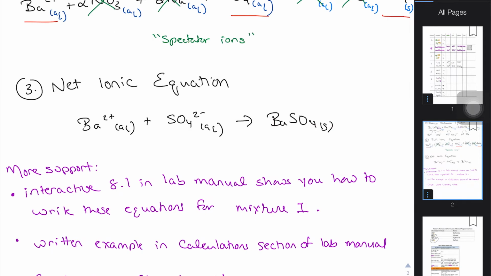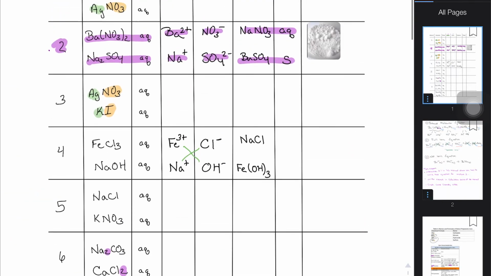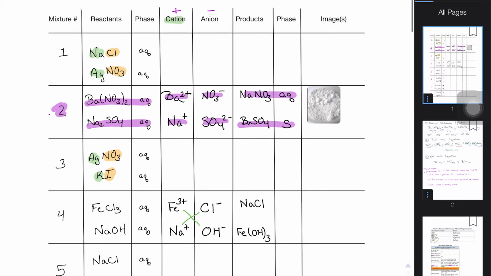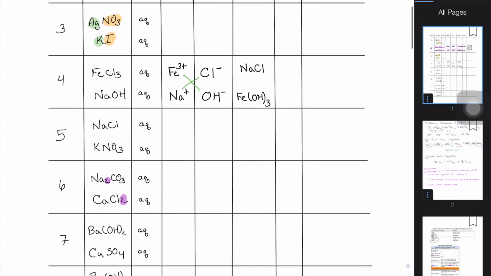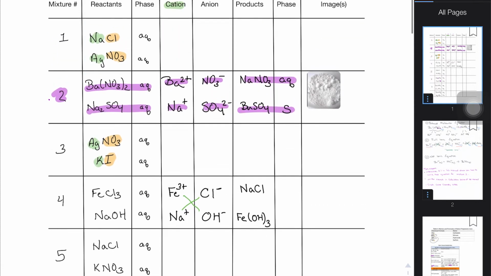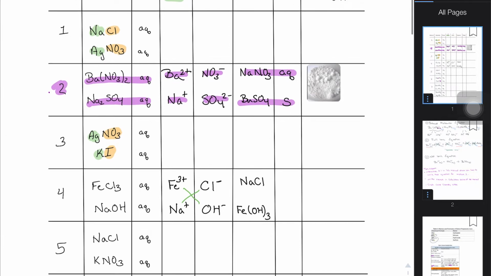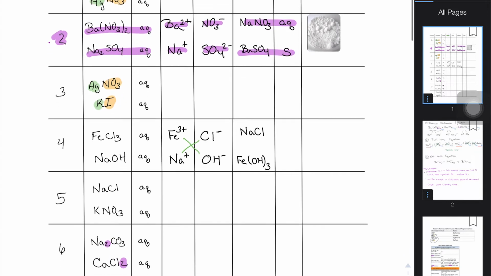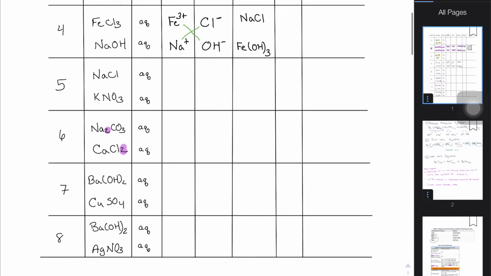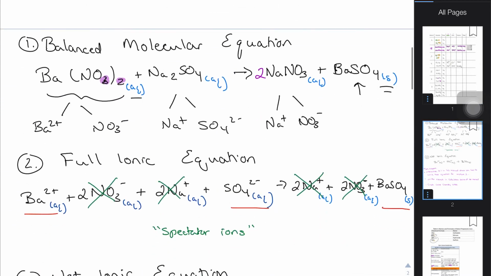So what you need to do now is write the full ionic, net ionic, and balanced molecular equations. I just said that out of order, but that's all right. For mixtures 1 through 8. Most of these reactions will have one solid species and one aqueous species. One of the reactions is going to have two aqueous species, and one of the reactions is going to have two solid species. So just be ready to handle that when you're writing your full ionic and net ionic equations.